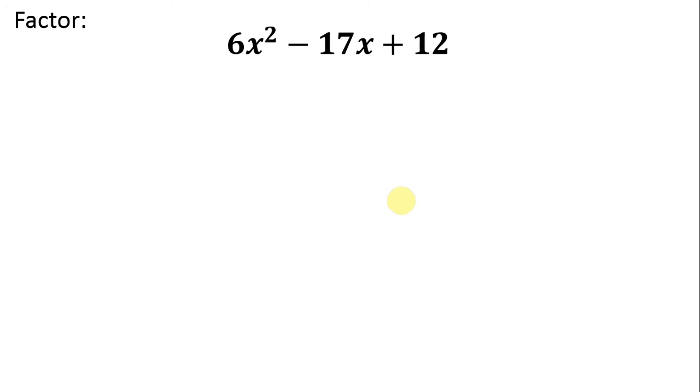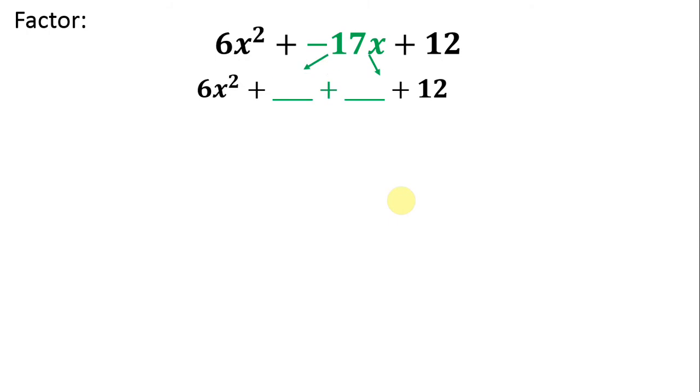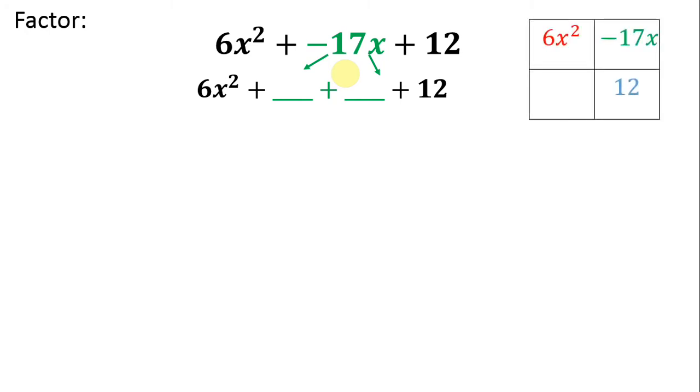Let's take a look at this one. 6x squared minus 17x plus 12. I'm going to take negative 17x, and I'm going to rewrite this entire thing, except for instead of negative 17x, I'm going to leave two blanks for terms that would add to negative 17x. I'm going to figure those out by drawing my original equation inside this box.